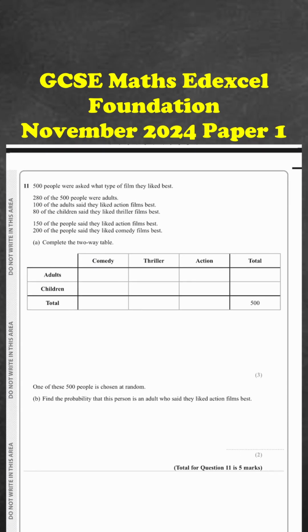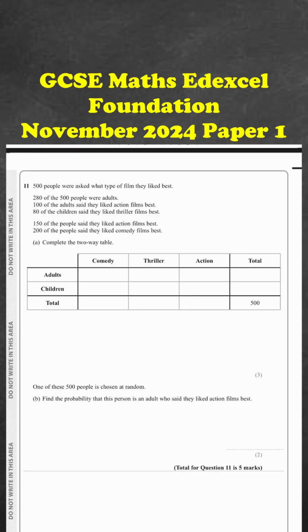Question 11. 500 people were asked what type of film they liked best. 280 of the 500 people were adults. 100 of the adults said they liked action films the best. 80 of the children said they liked thriller films the best. 150 of the people said they liked action films the best. 200 of the people said they liked comedy films the best. Complete the two-way table.